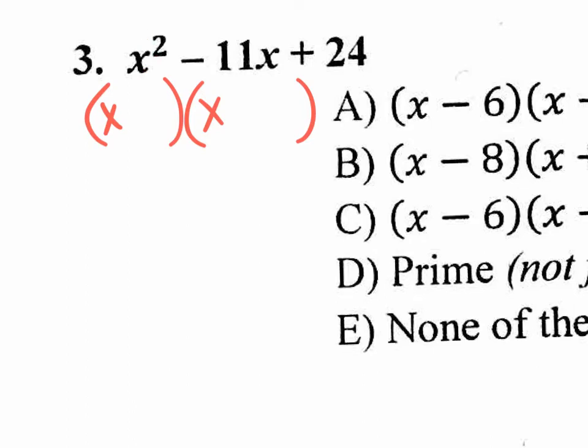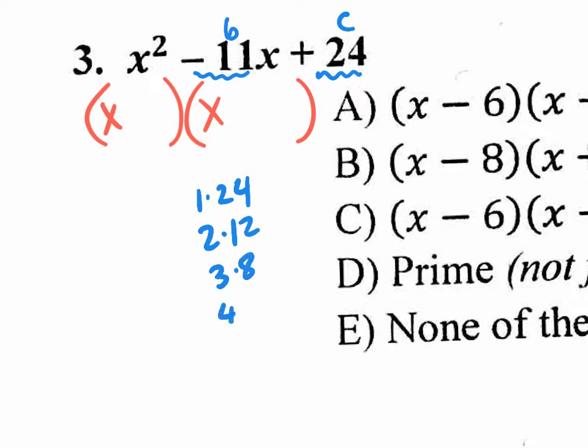And then all you have to do is think what times what is the C value that if you combine together is the B value. And if you don't see it right off the bat, you might want to make a list. How could you get 24? Well, 24, you could go 1 times 24, or 2 times 12, or 3 times 8, or 4 times 6. Those are all the possible ways of getting 24 besides changing the signs.